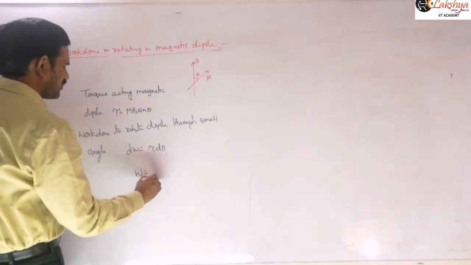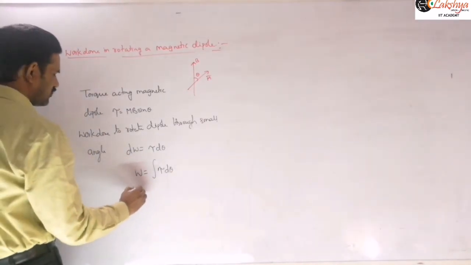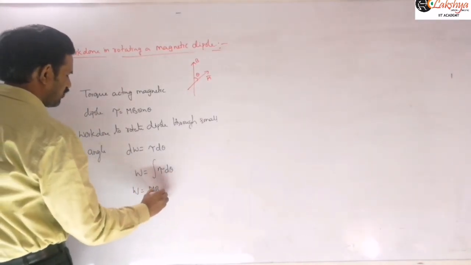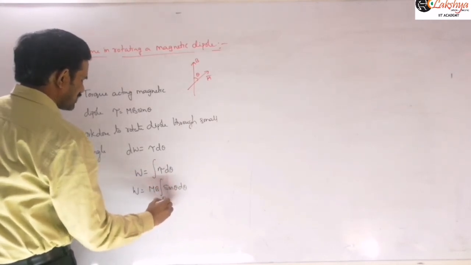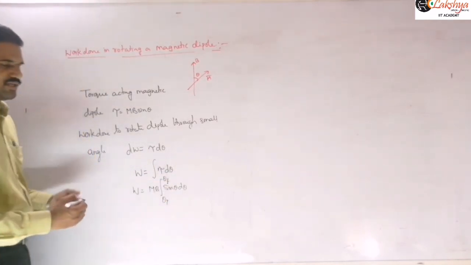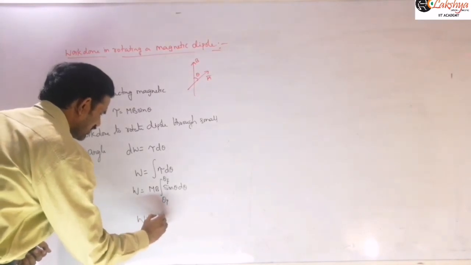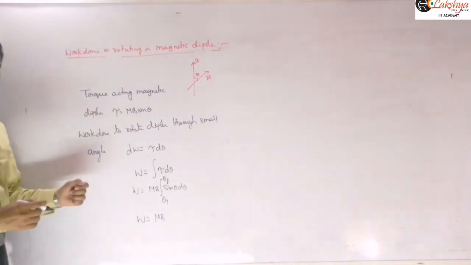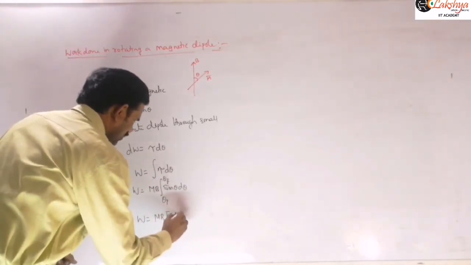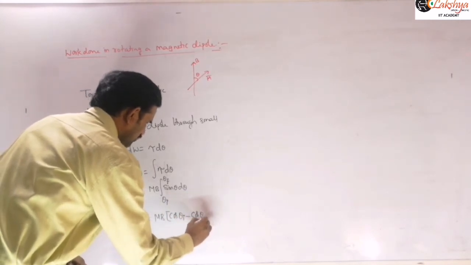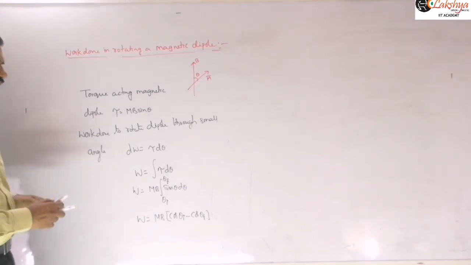So the total work done is the integral of tau d theta. Therefore work done is equal to mB times the integral of sin theta d theta, from theta initial to theta final, initial angle to final angle. You know that the integration of sin theta is minus cos theta, so after substituting these limits you will get cos theta initial minus cos theta final. That will be the expression for the work done in rotating this magnetic dipole.